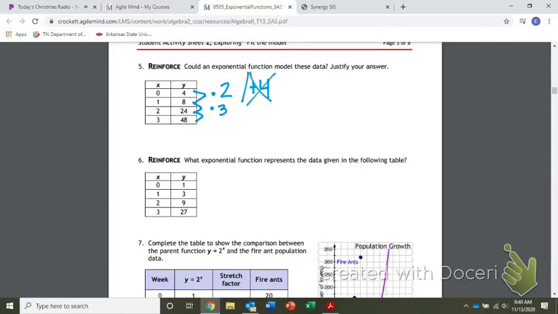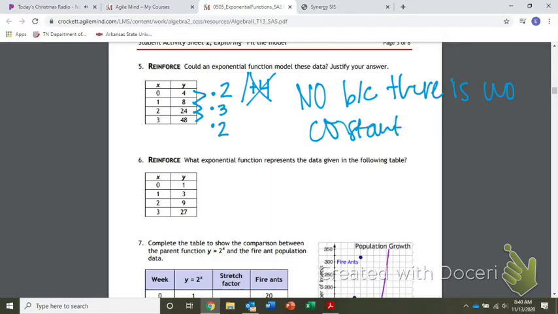We know it can't be linear because it doesn't go any further. What about from 24 to 48? All right, times 2. Does that have a constant multiplier? Nope. So could this model exponential? No, because there is no constant multiplier.